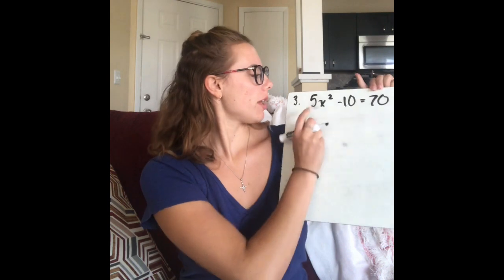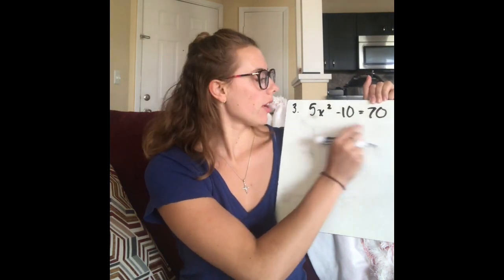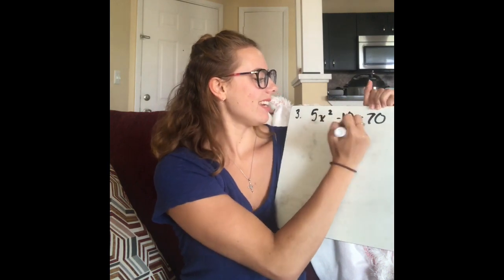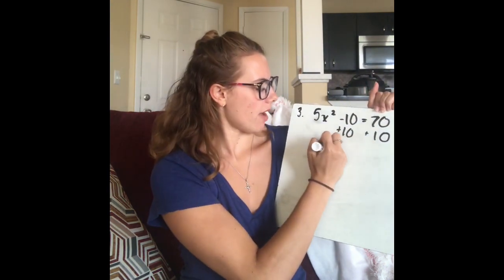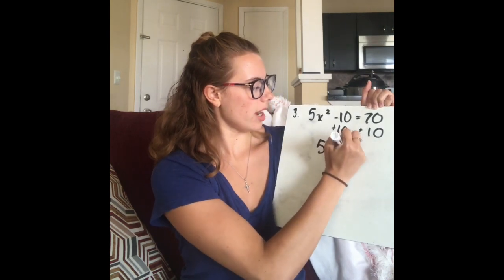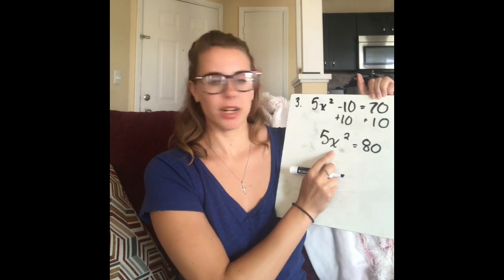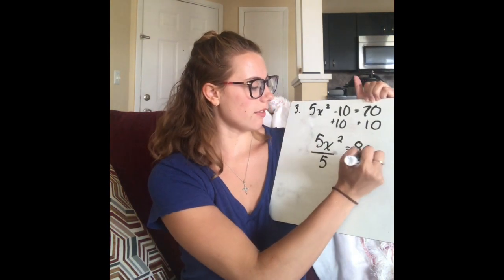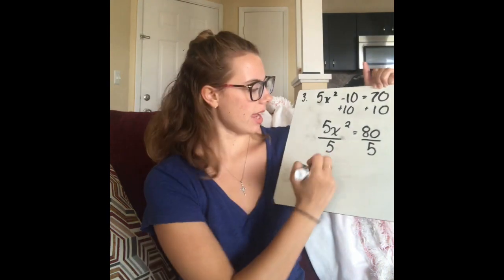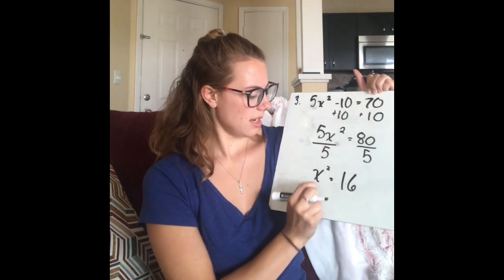So the first thing I want to do is make sure all my x's are on one side and all my numbers are on the other. So I'm going to add 10 to both sides, and I end up with 5x squared equals 80. And now I want the x squared by itself, so I'm going to divide by 5, and I end up with x squared equals 16.